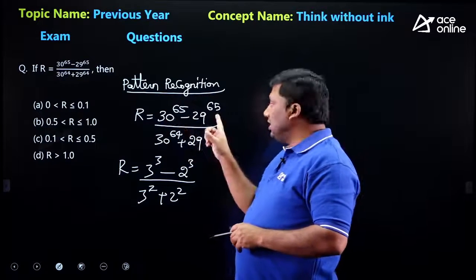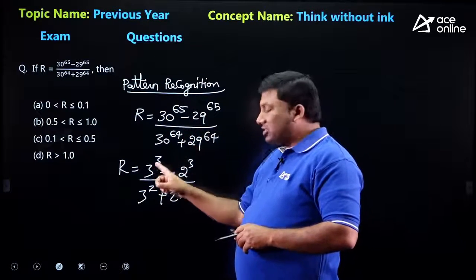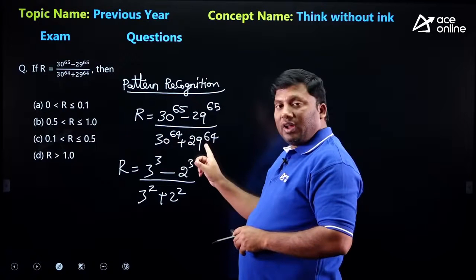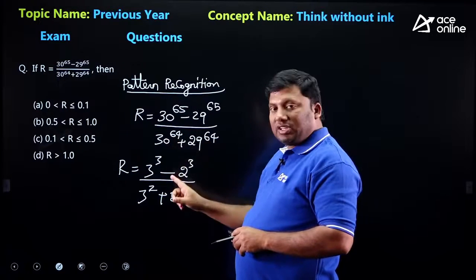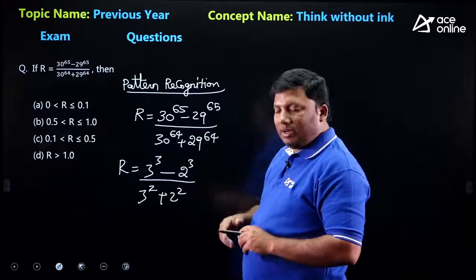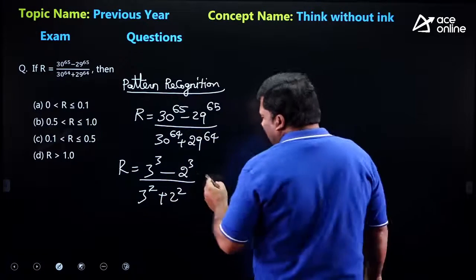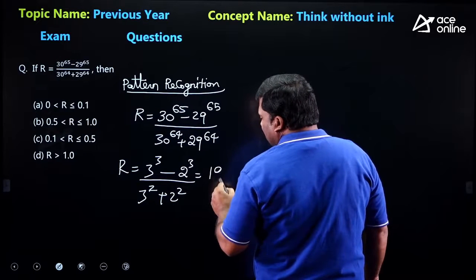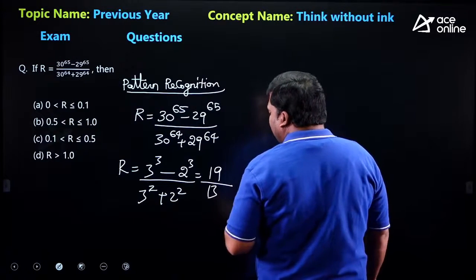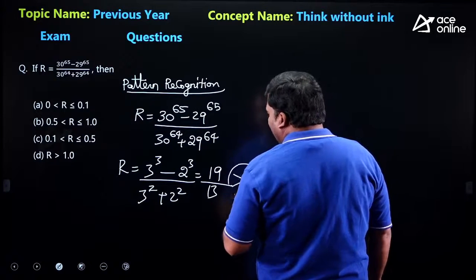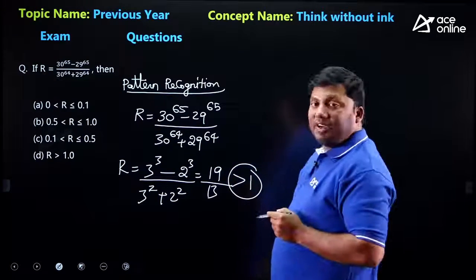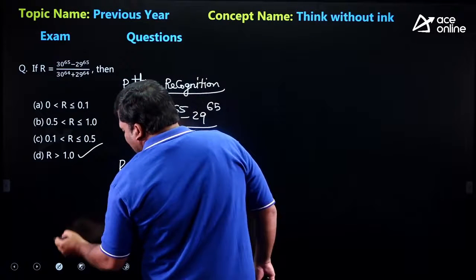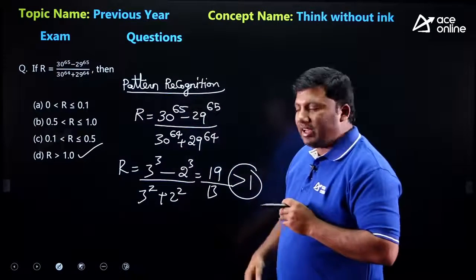If it is 30, this is 1 less than 30. If it is 3, it is 1 less than 3, 2. If it is 65, it is 64. If it is 3, this will be 2. So this will be 3 cube, 27 minus 8, 19, divided by 9 plus 4, 13. So it is greater than 1. That means the R value is greater than 1. Just by applying simple basic common sense, we will get the answer.